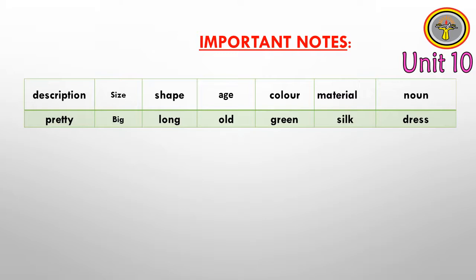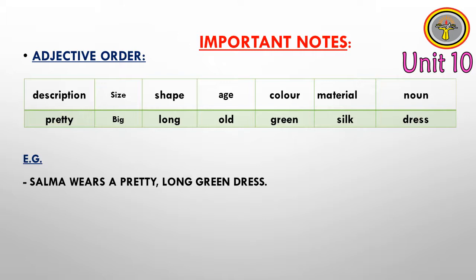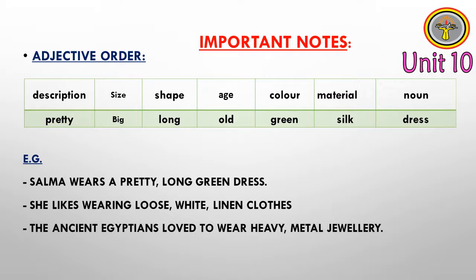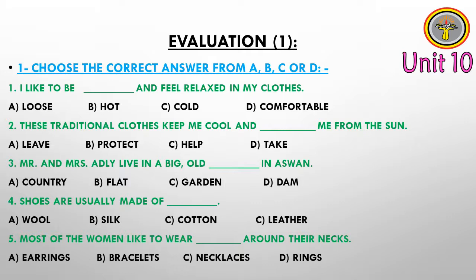After that, noun. For example, Salma wears a pretty long green dress. Number 2, she likes wearing loose white linen clothes. Number 3. The ancient Egyptians loved to wear heavy metal jewelry. Let's move to evaluation 1.